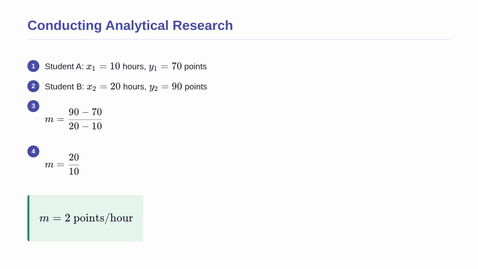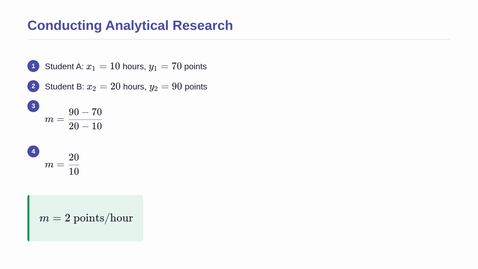Let us apply this formula to a real analytical question. The university now wants to know if studying more actually results in higher test scores. We take data from 2 students. Student A studied for 10 hours and scored 70 points. Student B studied for 20 hours and scored 90 points. Our strategy is to find the analytical relationship by calculating the slope of the line connecting these 2 data points.